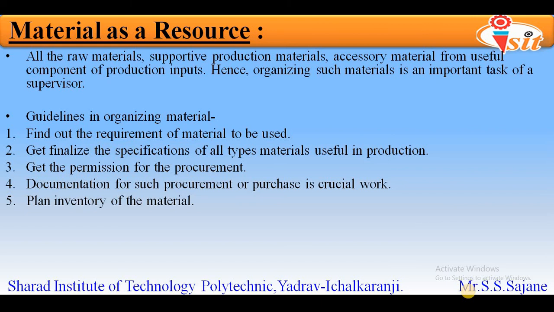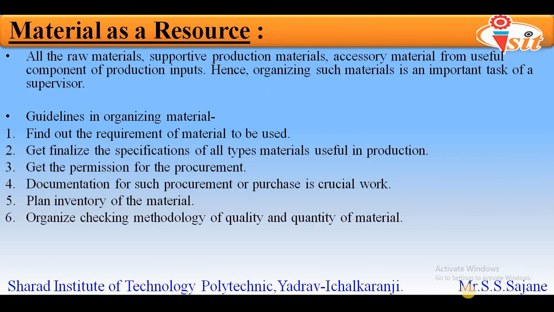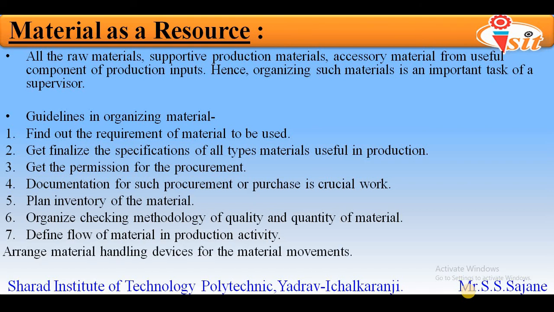After this, he will organize the checking methodology of quality and quantity of material. We have already seen a standard format for this purpose in the planning part. So the same format can be utilized so that the quality and quantity of material can be checked. Again, after this, the next step is to define the flow of material in production activity. So the supervisor has to decide how the material will flow, or through which machines the material has to be passed.